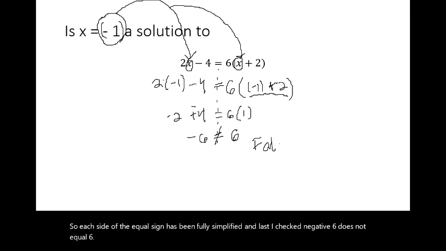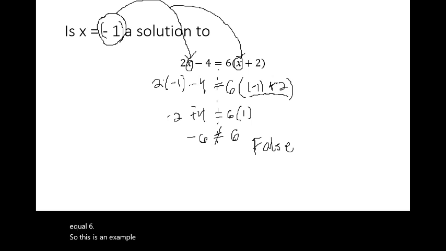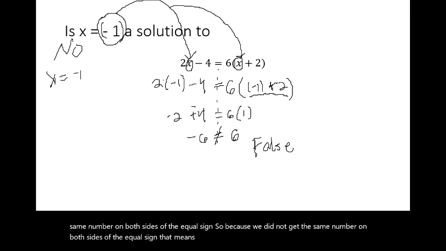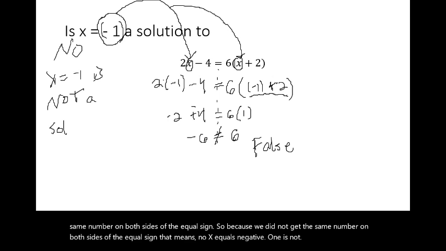So this is an example of a false statement. 6 does not equal -6. We did not get the exact same number on both sides of the equal sign. So because we did not get the same number on both sides of the equal sign, that means no, x equals -1 is not a solution.